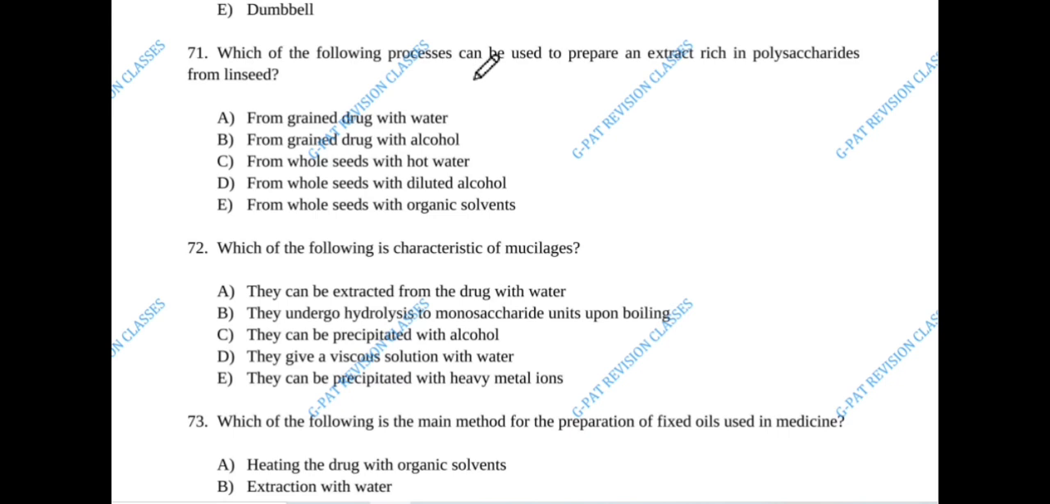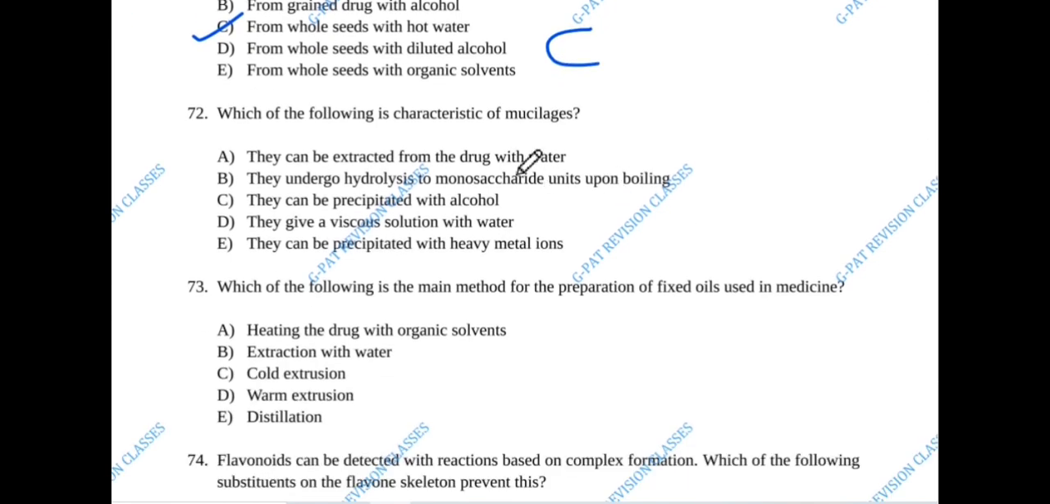Which of the following process can be used to prepare and extract rich in polysaccharide from linseed? The answer is C. From whole seed with hot water. Next is 72 question number. Which of the following is a characteristic of mucilage? The answer is B. That means they undergo hydrolysis to monosaccharide unit upon boil. Okay, the answer is B.